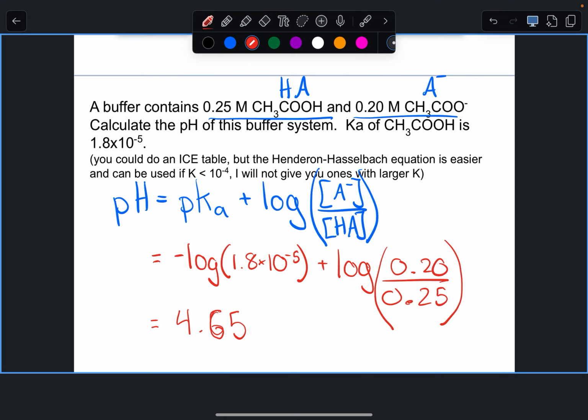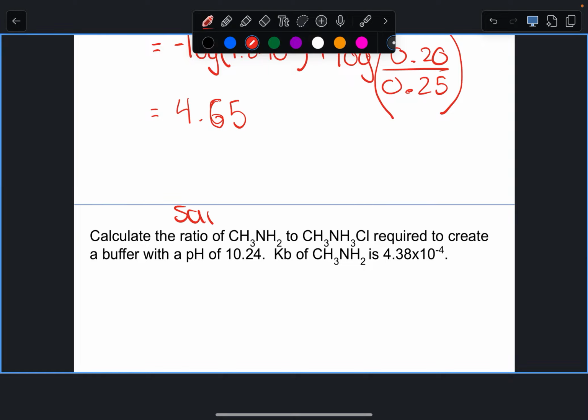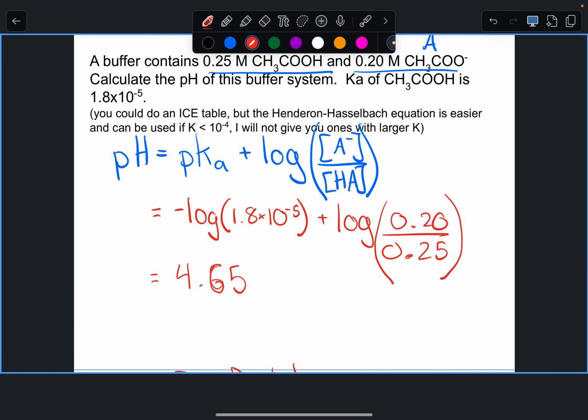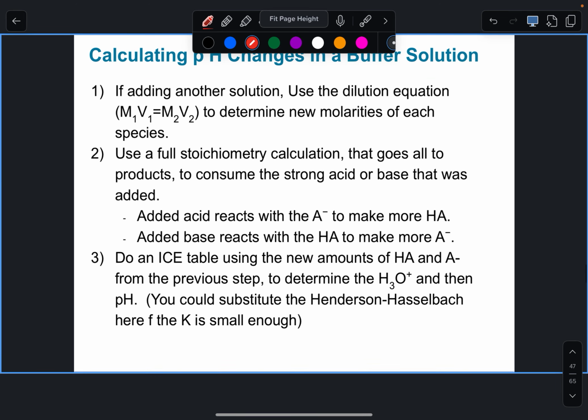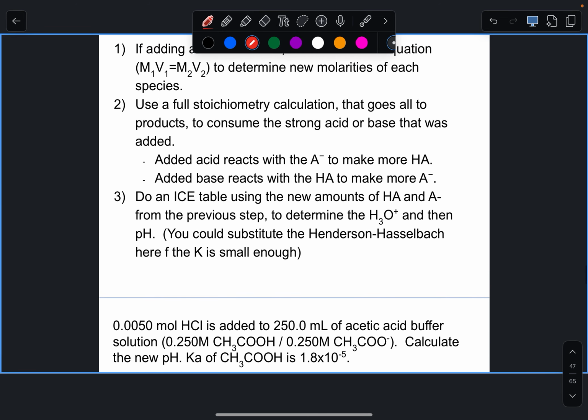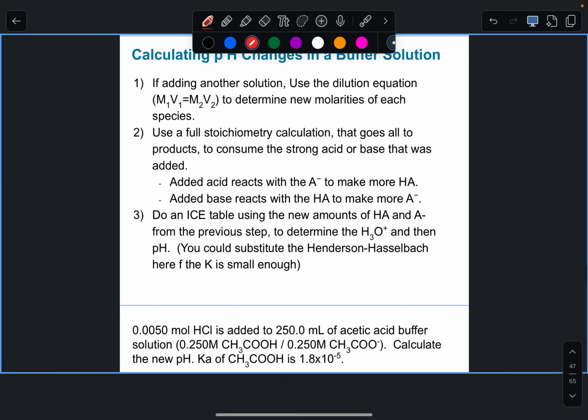So what we're going to do, I'm actually going to save this for later. This is like a more complicated application of what we just did, but I want to keep the momentum going here because we're going to take this buffer and we're going to add an acid to it. Okay? So it starts out as 4.65. So I want you to scroll down to this slide and also to this problem here.